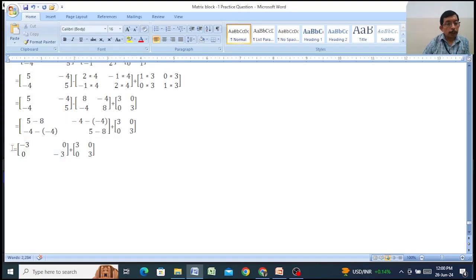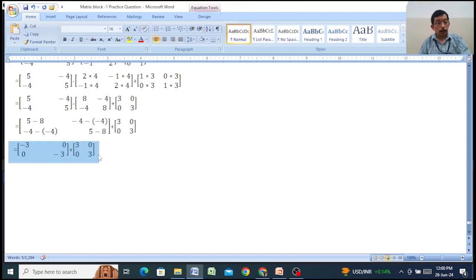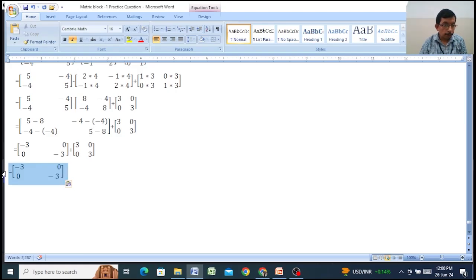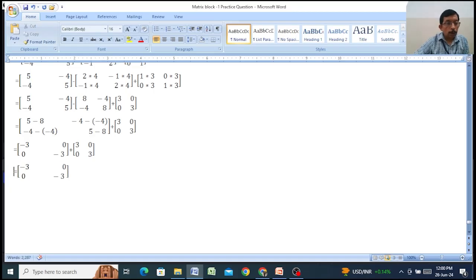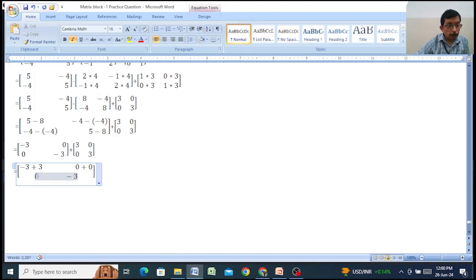Now simplify in the next step. This is the last step. Minus 3 plus 3, 0 plus 0, addition of two matrices, 0 plus 0, minus 3 plus 3.